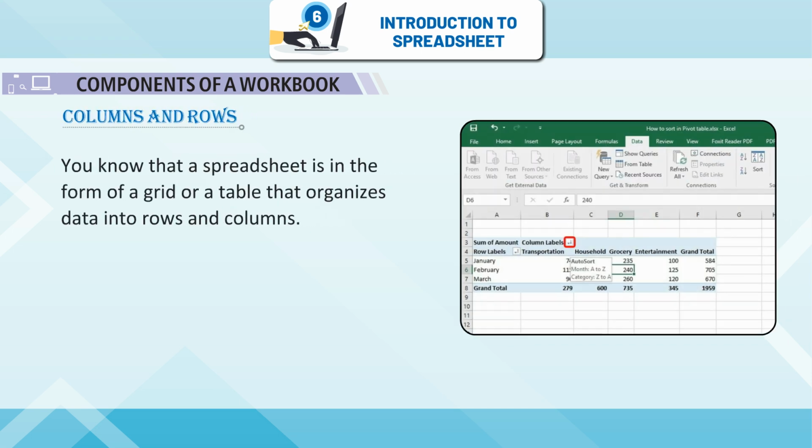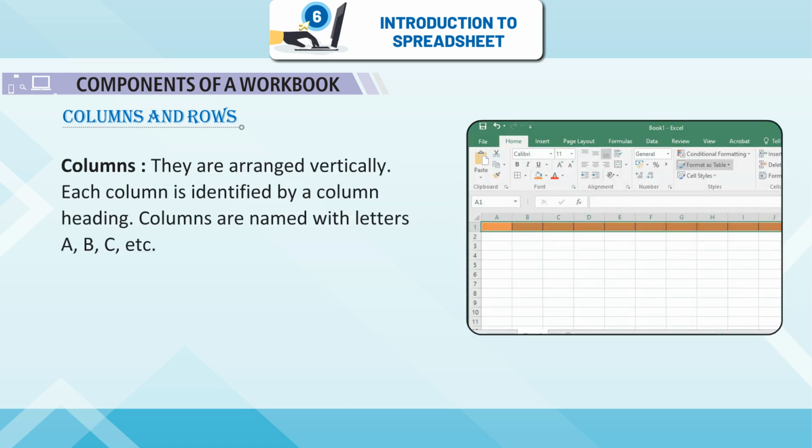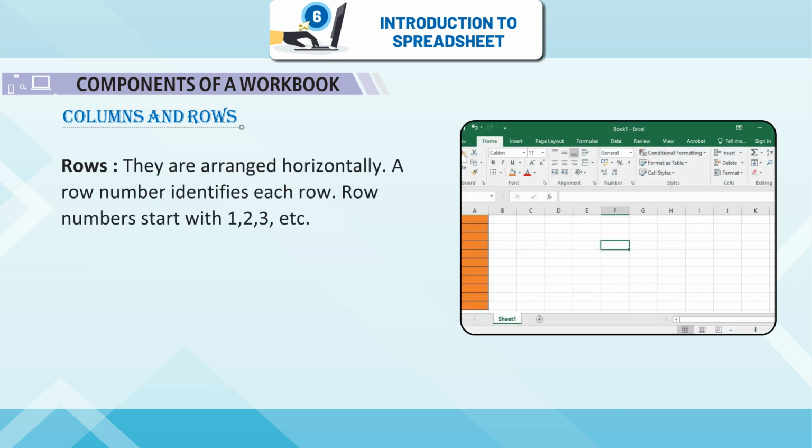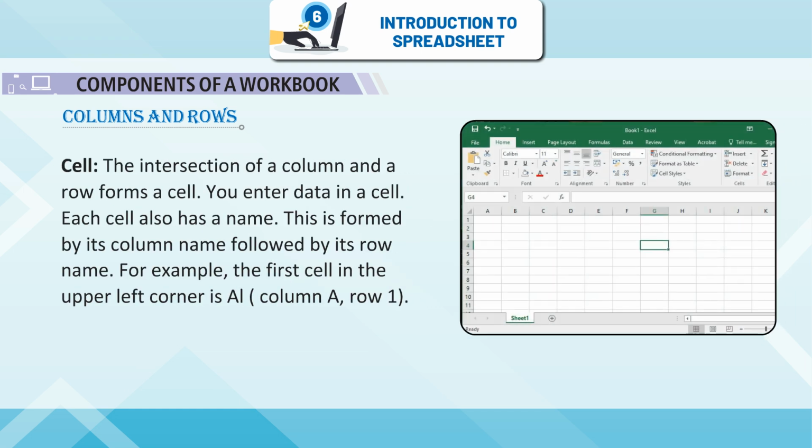Columns and rows. You know that a spreadsheet is in the form of a grid or a table that organizes data into rows and columns. Columns. They are arranged vertically. Each column is identified by a column heading. Columns are named with letters A, B, C, etc. Rows. They are arranged horizontally. A row number identifies each row. Row numbers start with 1, 2, 3, etc. Cell. The intersection of a column and a row forms a cell. You enter data in a cell.